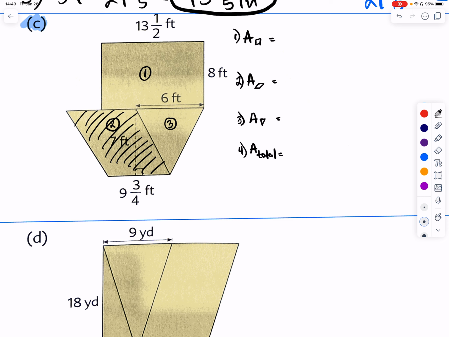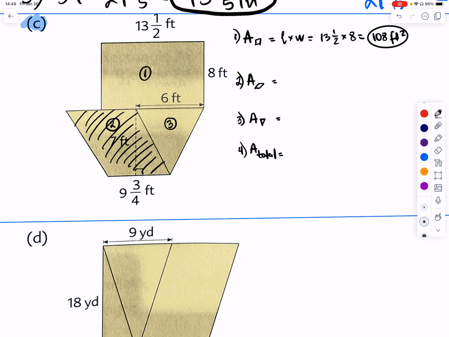Area of a rectangle. Step 1, we must identify the length and width. I'm just going to keep writing formulas to remind everybody, even though you should be remembering. We have 13.5 feet times 8 feet, and that comes to 108 feet squared. Now let's put this answer in a circle.